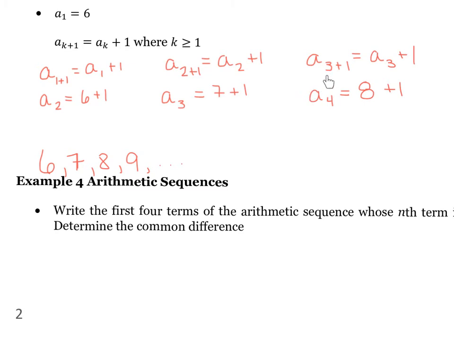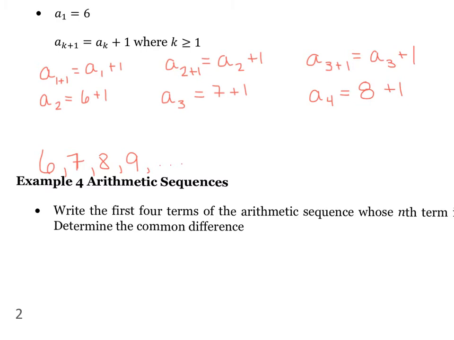I'm going to plug in 3 for my next one, so here and here. 3 plus 1 is 4. This says to find my fourth term, take the third term, which I know is 8, and add 1 to it, so I get 9. Okay, a different way to look at it, but it gives us the same information in a recursive formula.